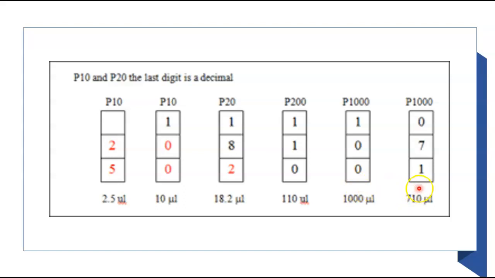With P1000, it's kind of tricky. You have to think about it this way. You're just going to skip the last digit. So for 1000 microliters here, it would just be 100. We're pretty much leaving out the last digit. For 710 microliters, it would be 071, and then the last 0, we're just going to leave it out. So this is something that will take a little bit of practice to understand.